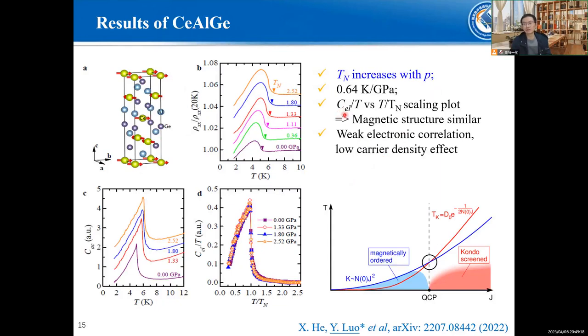But unfortunately, we found that the TN actually increased with pressure. So this places this compound in a regime of weak electronic correlation, which is probably due to the low carrier density. In this case, because of the low Kondo hybridization, the Kondo coupling increases slower than the RKKY interaction, so the magnetic ordering temperature will be increased by pressure. Another interesting feature is that if we subtract the phonon contribution from the total heat capacity, we can scale the electronic part as a function of T over TN. So this means that the magnetic structure of this compound does not change too much under pressure.